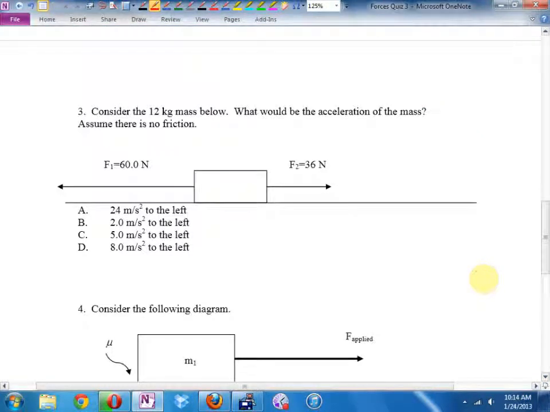It says, consider the 12 kilogram mass below. What would be the acceleration of the mass? Assume there is no friction. Who's winning? The 60. So if I want to use my tug of war, I can go 60 minus 36 equals my net force, MA. I can do 60 minus 36 in my head. 24 equals MA. So A is going to be 24 divided by the mass. 24 divided by 12.